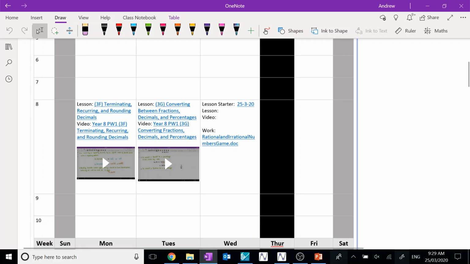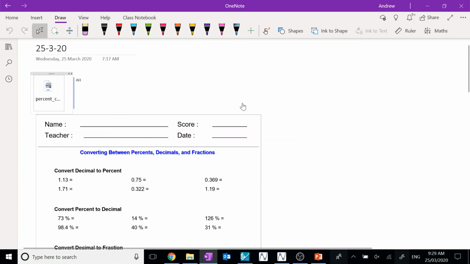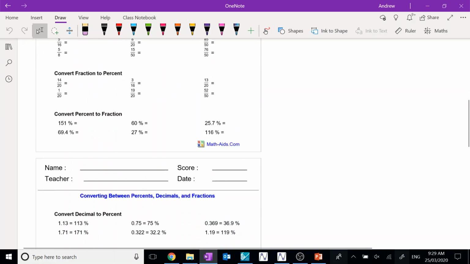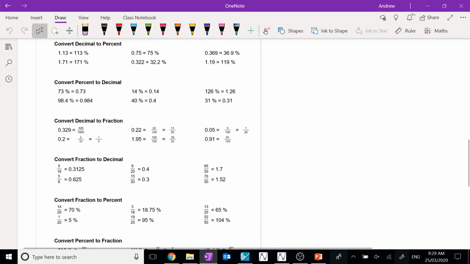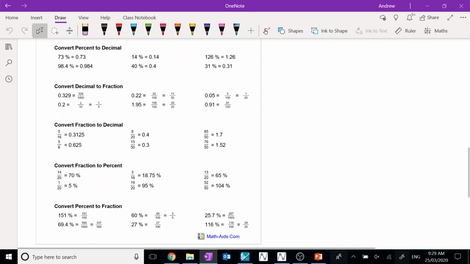So, looking at the calendar, we've got today's lesson. Click to the lesson starter. And this is the worksheet that you guys have been doing. I'm just going to scroll down and show you that the solutions are just underneath. So have a look at that at your own pace, and make sure we're getting and understanding how to do all these things.